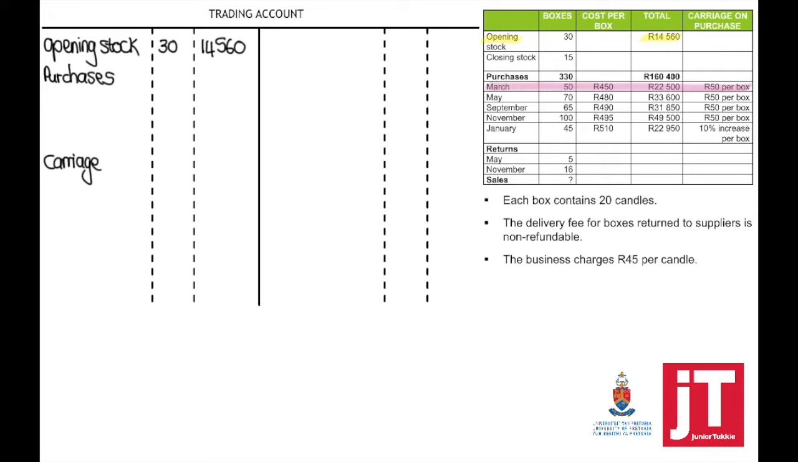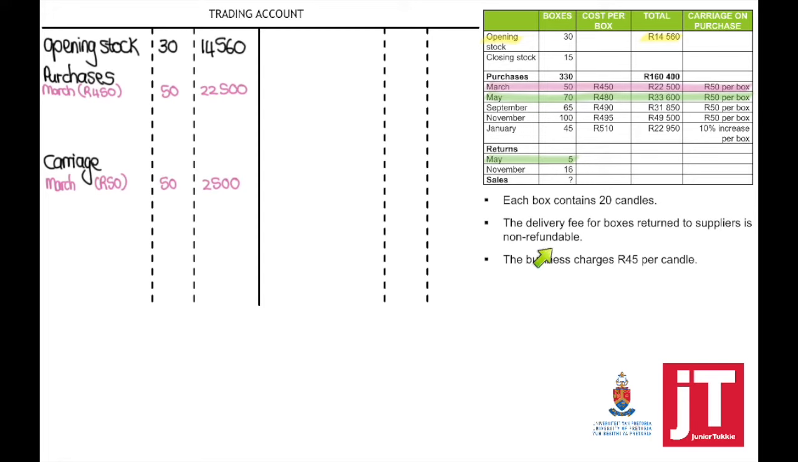for March, 50 boxes were purchased. The purchase price was 450 per box and the carriage was 50 per box. So we're going to say 450 times 50 and for the carriage, 50 times 50. For May, now have a look, returns, always make sure that you take note of the returns. In May, we've purchased 70 boxes, but 5 boxes were returned.